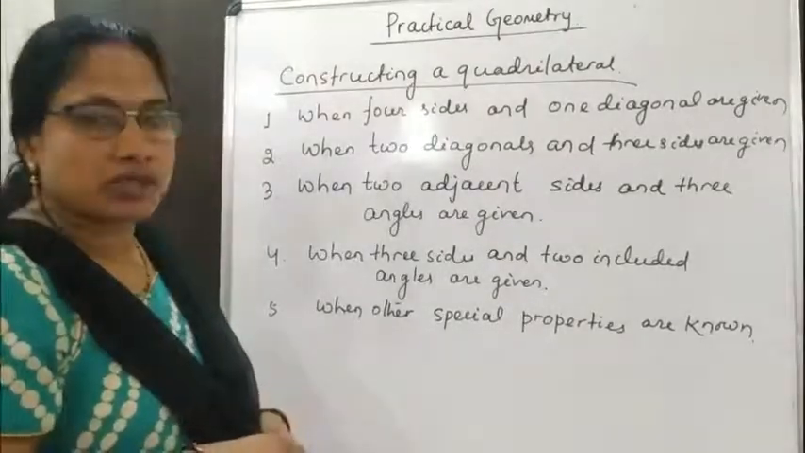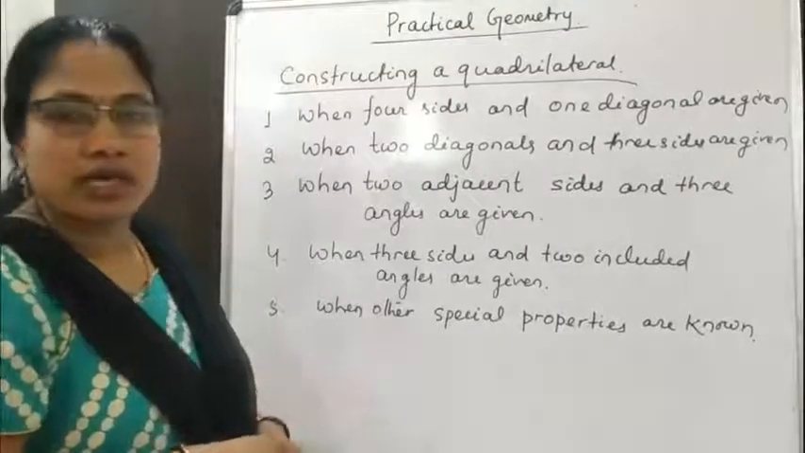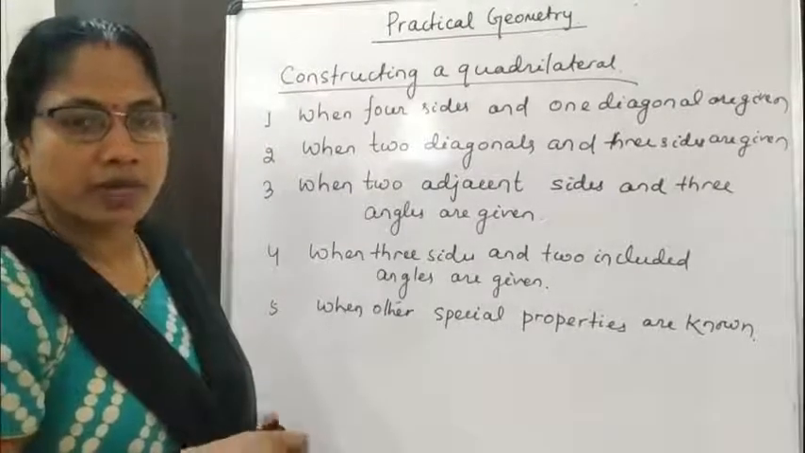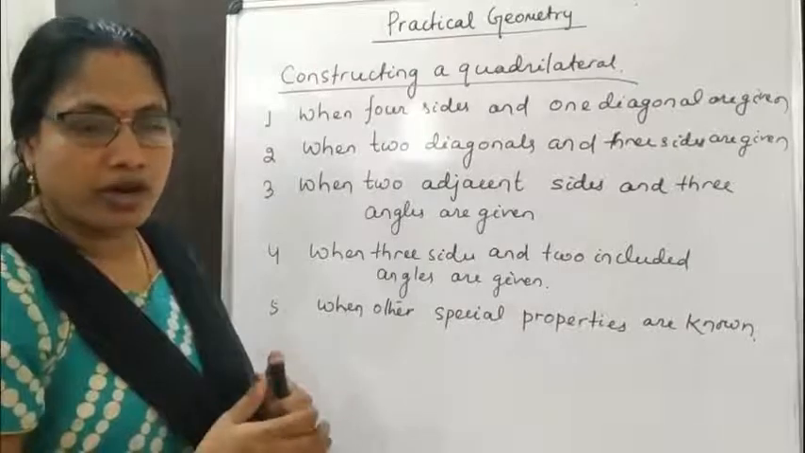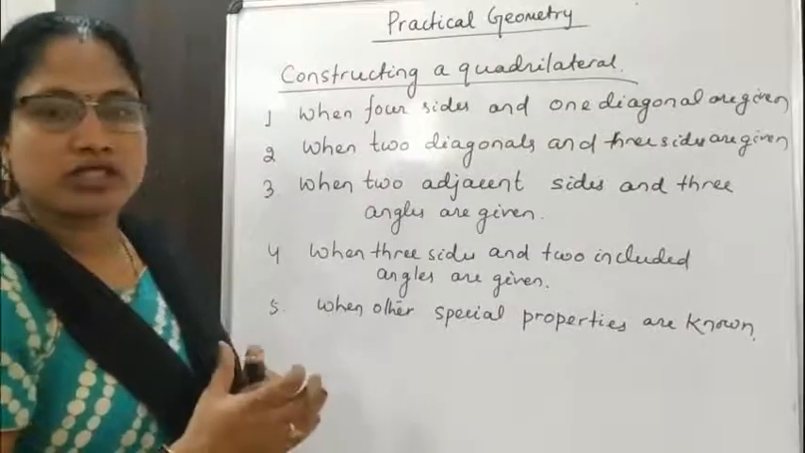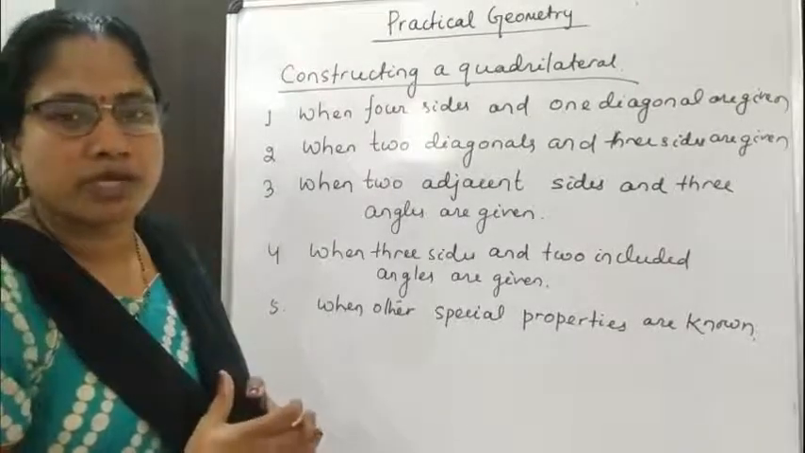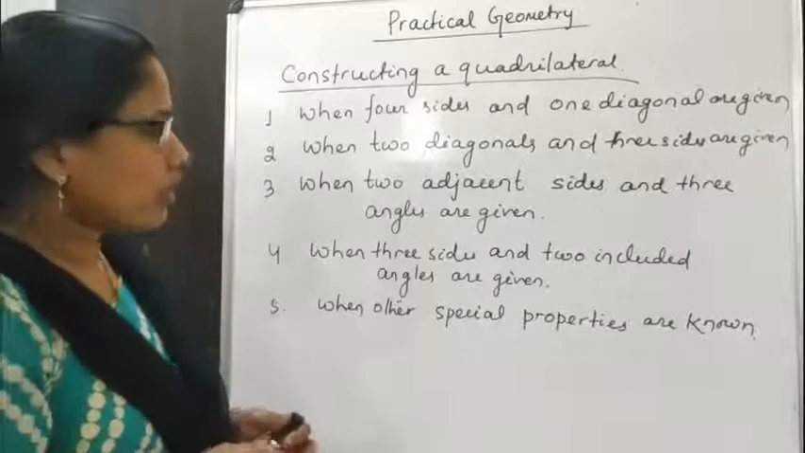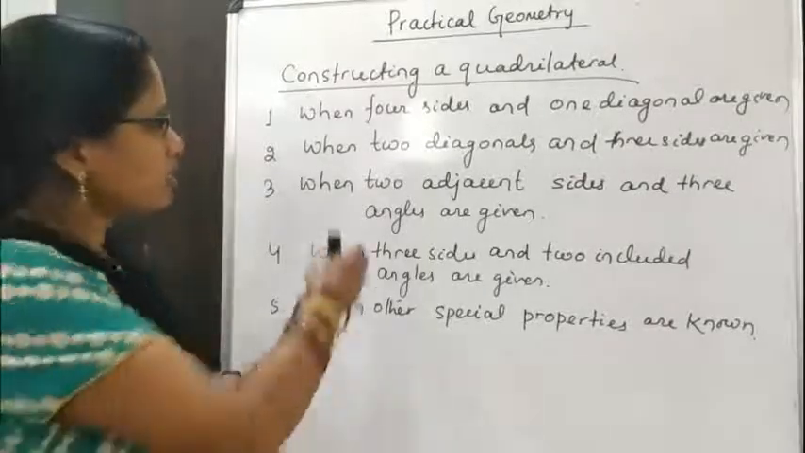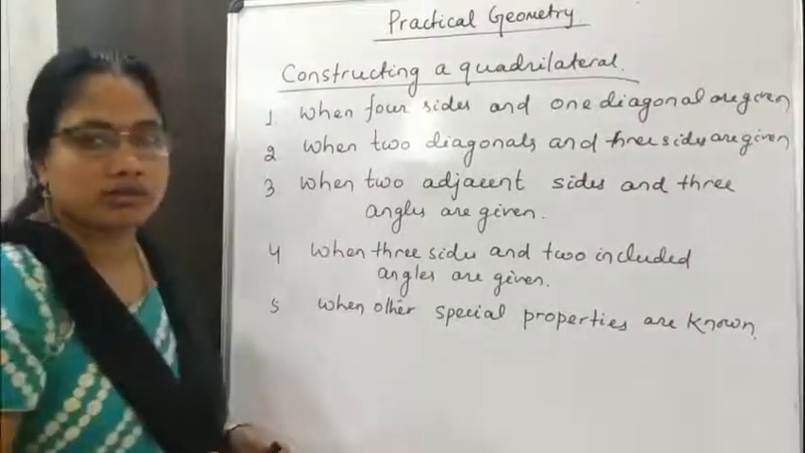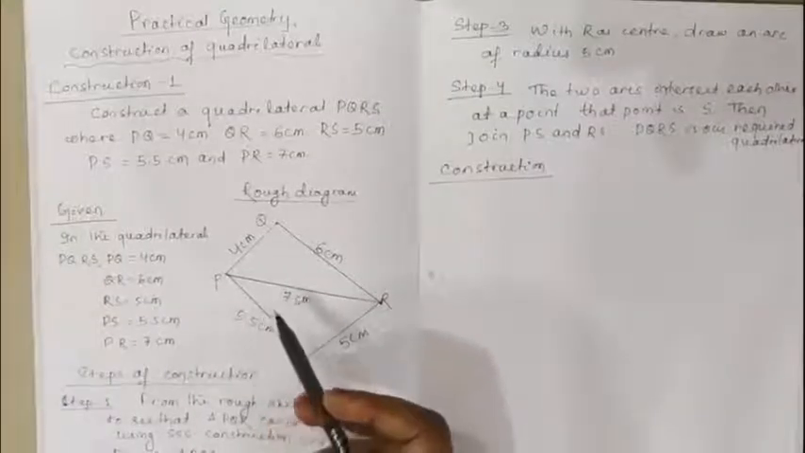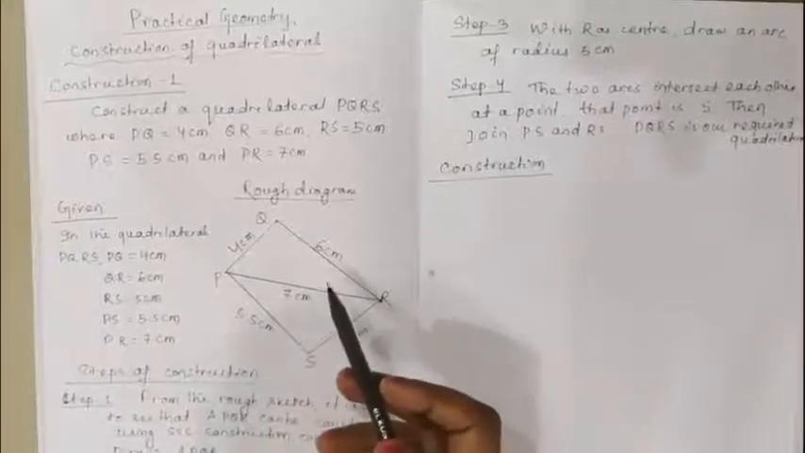Special properties, that means in case of rhombus, parallelogram, rectangle or square, we have to draw with the special properties of those special types of quadrilateral. So let us construct quadrilaterals one by one. Let us start our first construction.